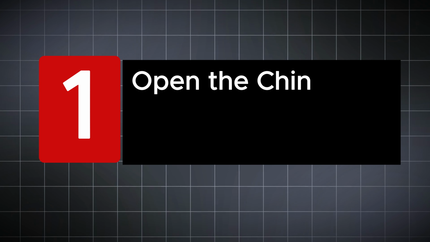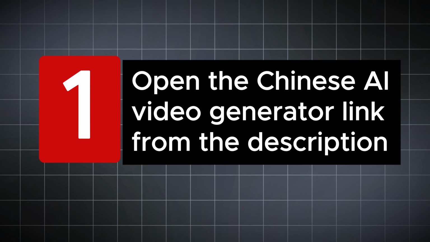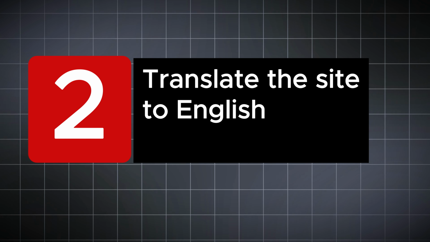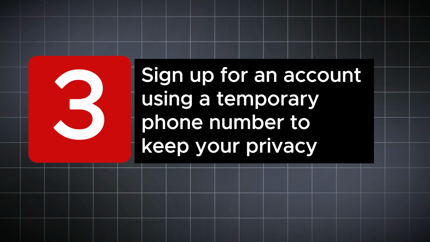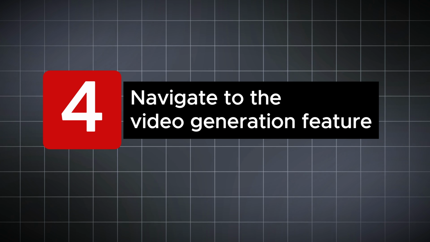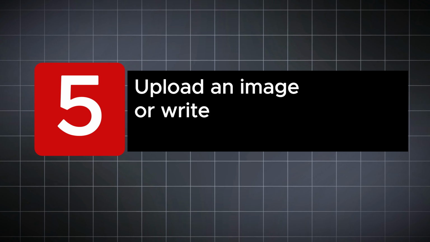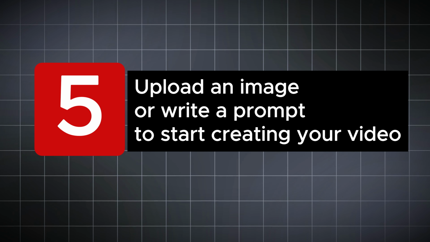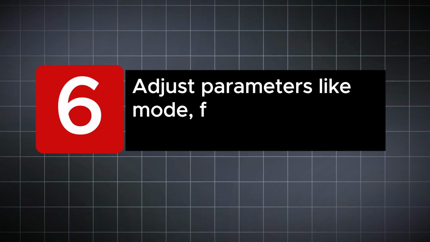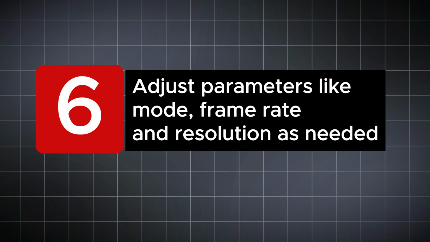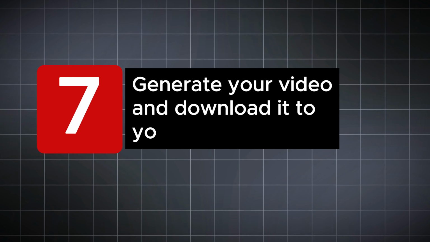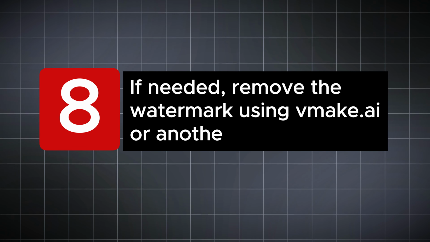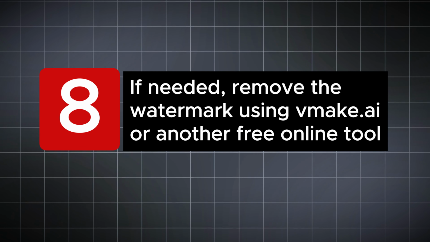Let's quickly recap so you don't miss any steps. 1. Open the Chinese AI video generator link from the description. 2. Translate the site to English using your browser. 3. Sign up for an account using a temporary phone number to keep your privacy. 4. Navigate to the video generation feature. 5. Upload an image or write a prompt to start creating your video. 6. Adjust parameters like mode, frame rate, and resolution as needed. 7. Generate your video and download it to your device. 8. If needed, remove the watermark using vMake.ai or another free online tool.